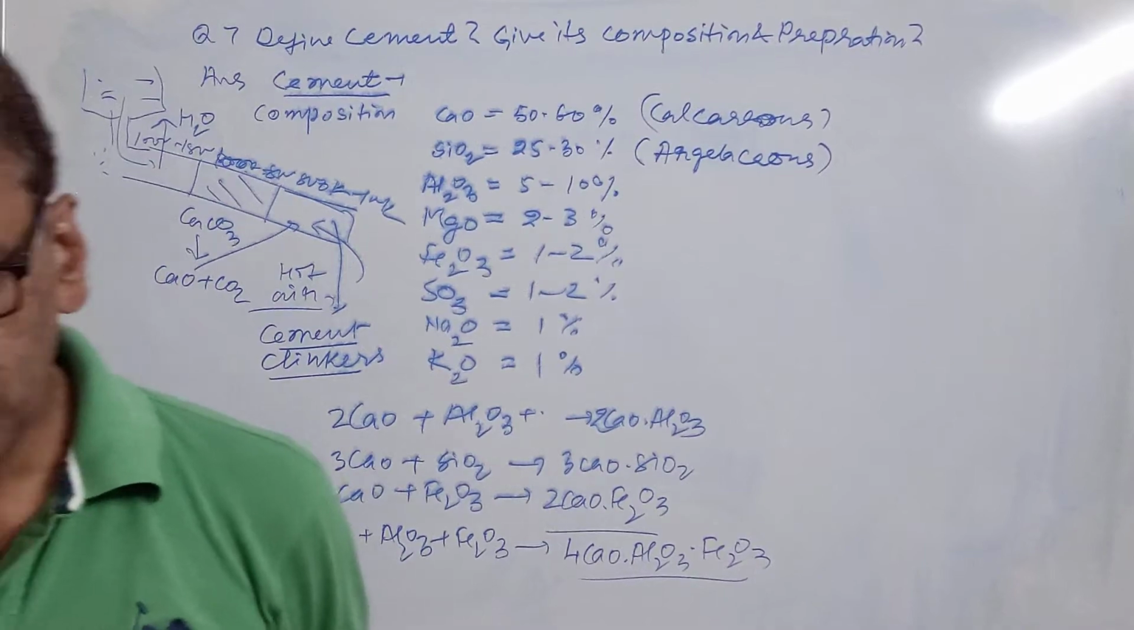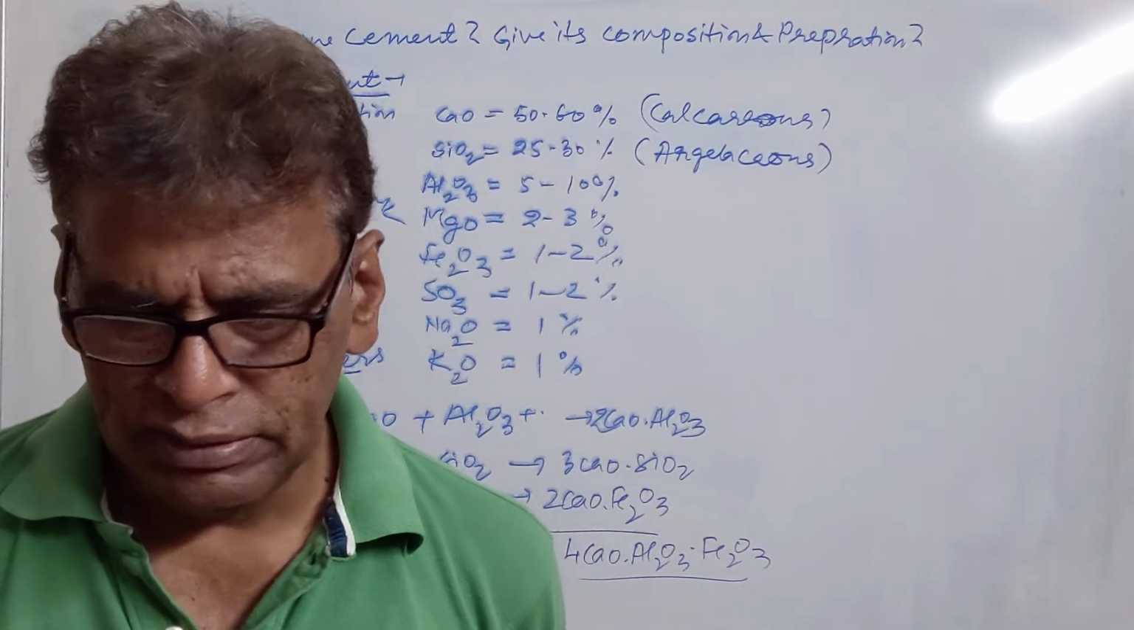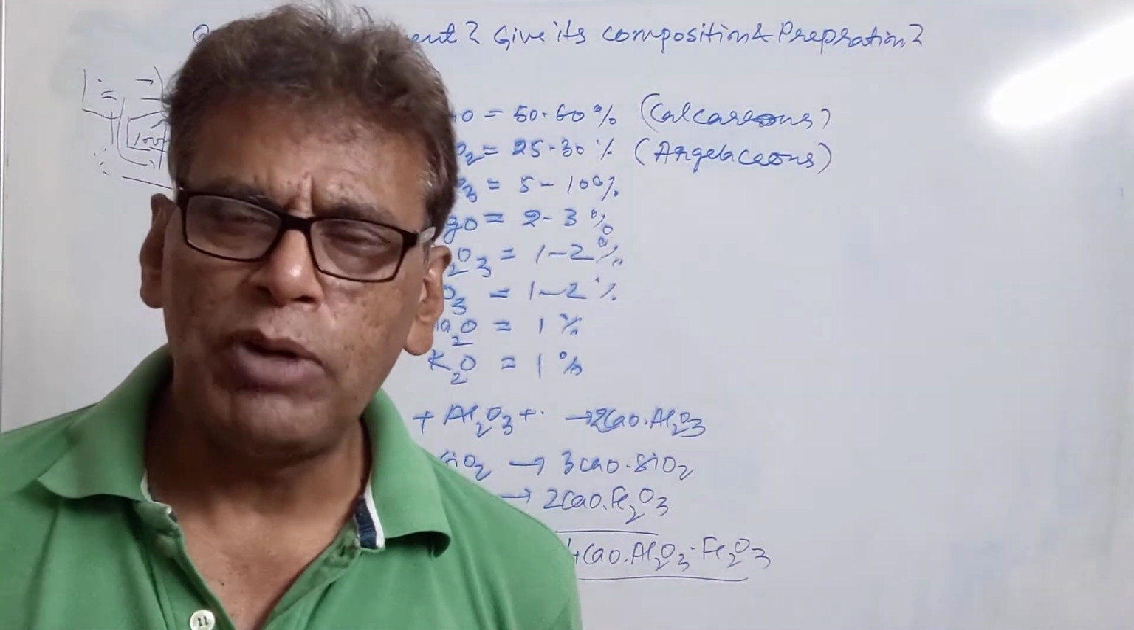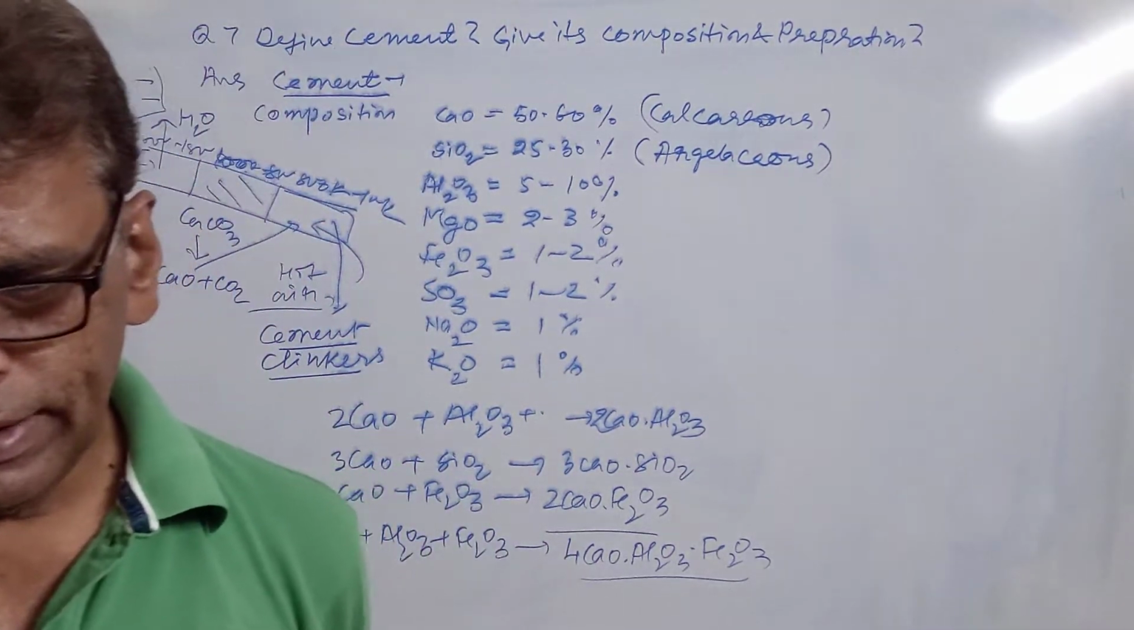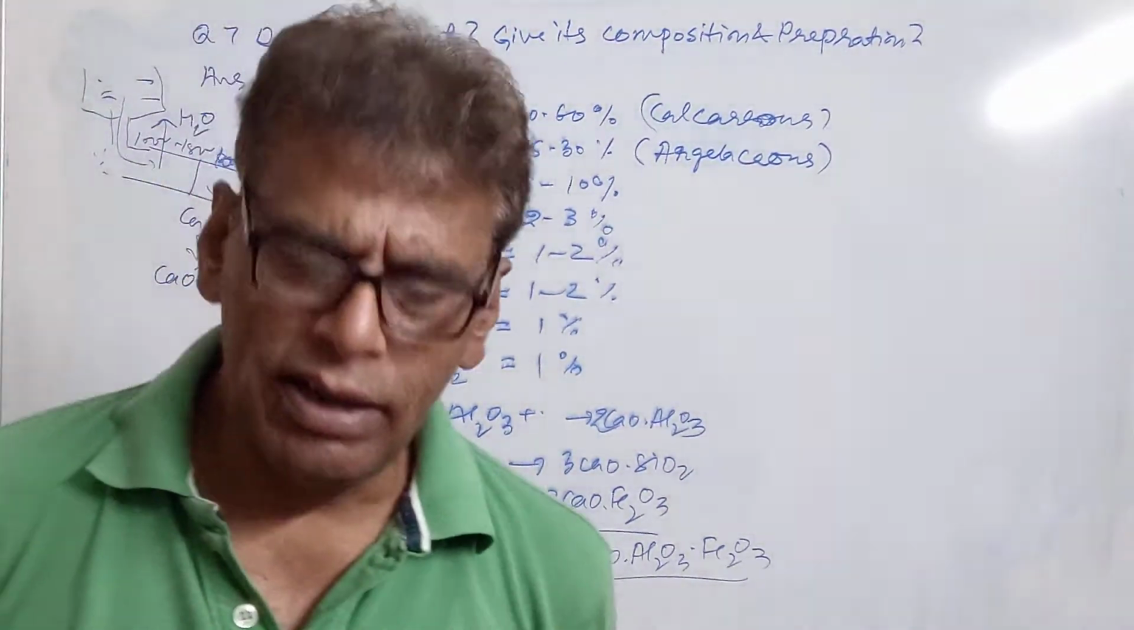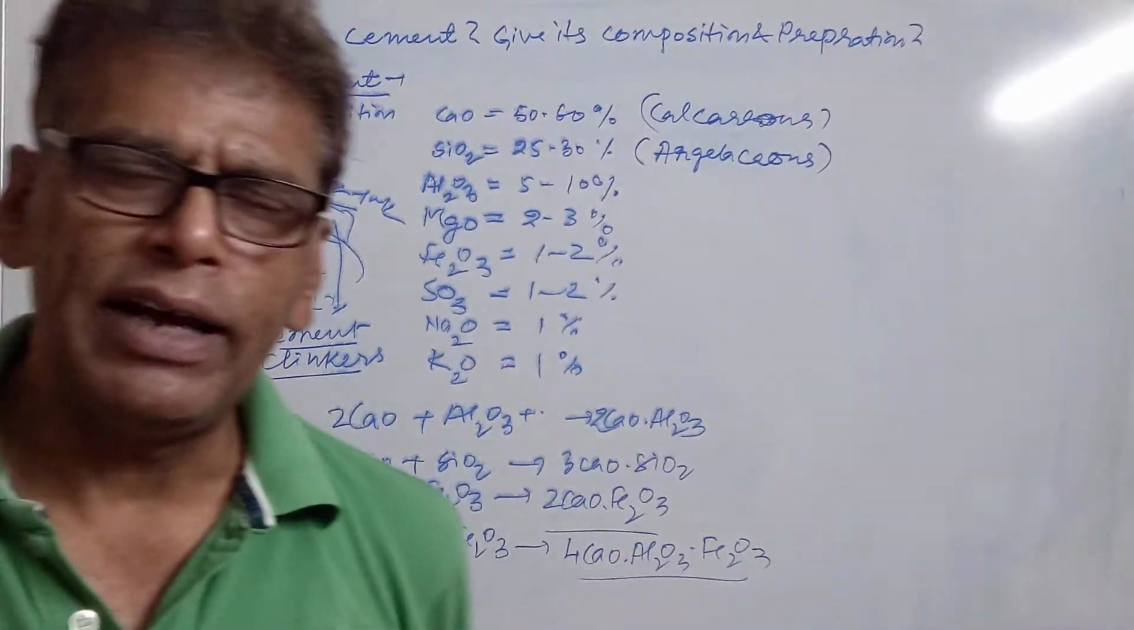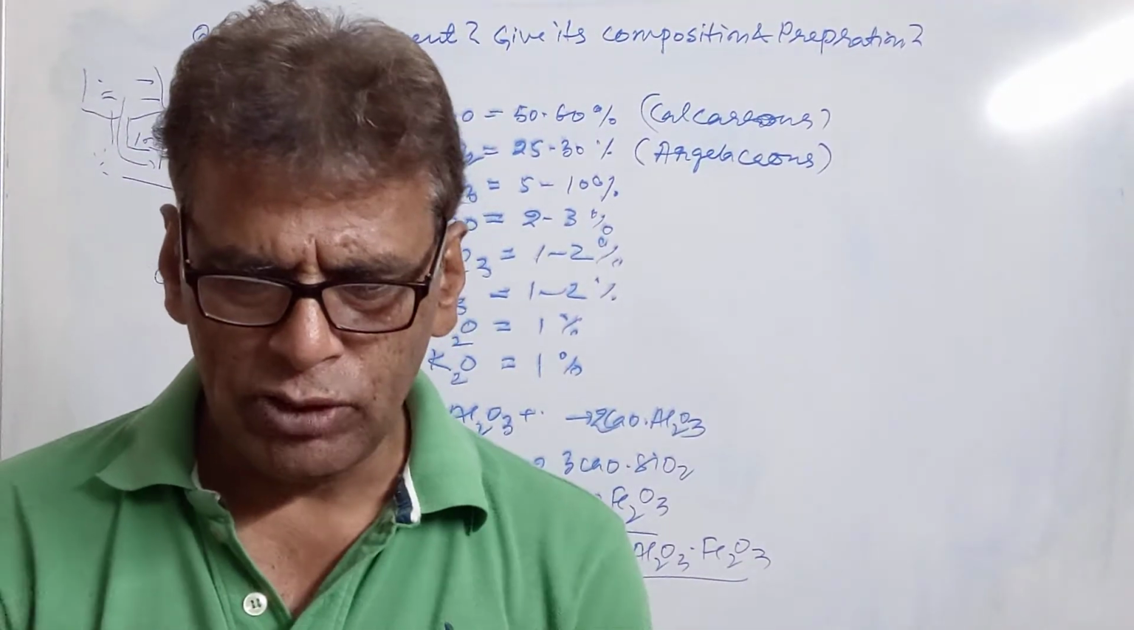And then we have this cement clinker. They are mixed with 2% powdered gypsum, and the required color is mixed in them, and then they are packed into bags and are sent to the market for sale.